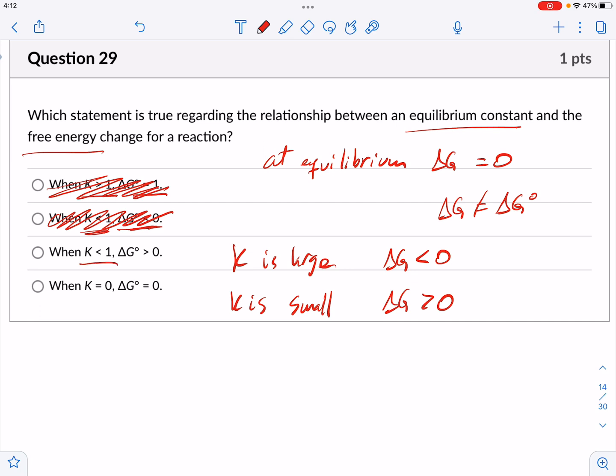Now, K less than 1, K really small, matches the fact that delta G is going to be positive. If delta G is positive, then the reaction is non-spontaneous in the forward direction, meaning you are not going to produce very much. You stay as the reactants, the reactants are favored, and K is small. And there is not such a thing as K equal to 0. Not absolute 0 at the very least. Very, very small, yes, but absolute 0, no.